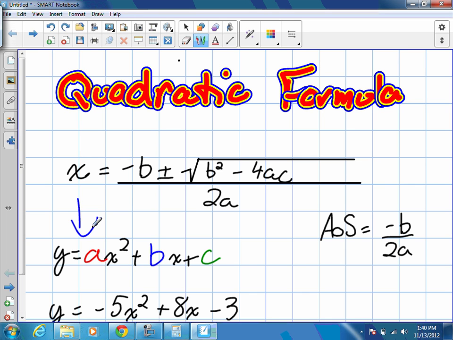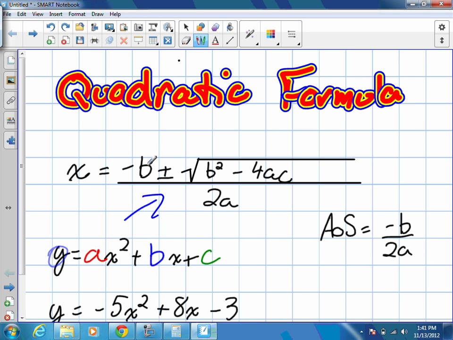Okay. So in standard form, they help us solve for x, or in other words, the x-intercepts. We need the formula to be set equal to 0. We need our y to be 0 in order to put it into this formula. Okay, that helps us solve for our x-intercepts.